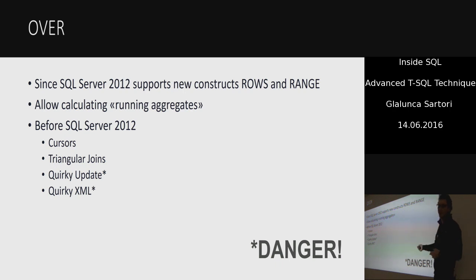When you download the slides, you will find the link to the Quirky Update, or you can look it up on Google. The first hit will be that article by Jeff Moden. Quirky XML does the same thing, but it creates an XML document on the fly while scanning all the rows, and then you just have to query the XML to get the results. But it's really ugly.